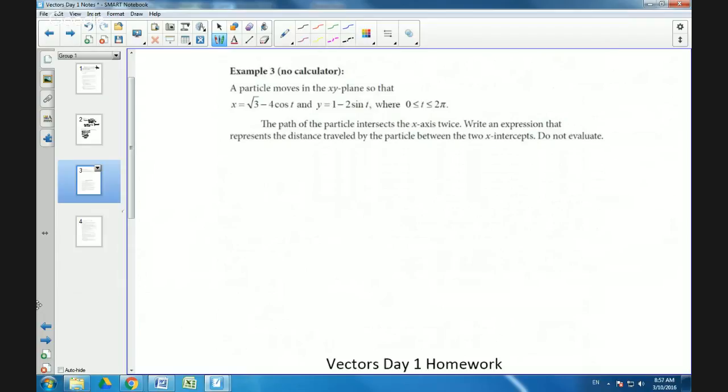A particle moves so that x is root three minus four cosine t and y is one minus two sine t from zero to pi. The path of the particle intersects the x-axis twice. Write an expression that represents the distance traveled by the particle between the two intersects. How do I calculate x-intercepts? Which one of these is zero on the x-axis? Y.